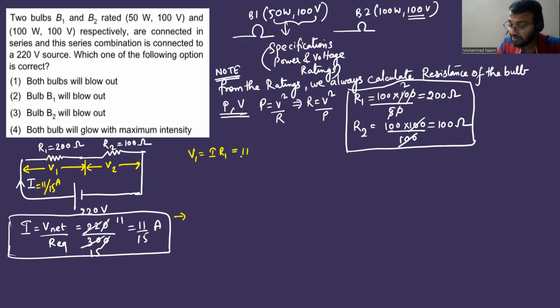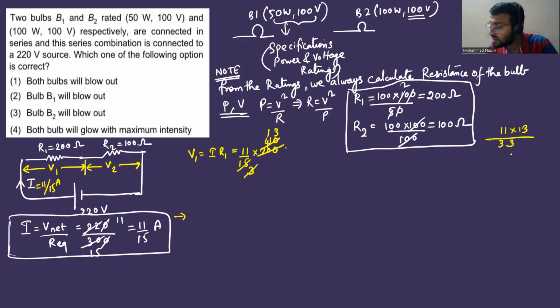So I is nothing but 11 by 15 into 200. So this is going to be 5 threes are 15, 5 threes are 15, 5 fours are 20, and then 0. Approximate calculations we can do. I have just done some safe approximations. Now 11 into 13. If you multiply 11 into 13, three ones are three, three ones are three, one one is one, one one is one, then 3 plus 1 is 4. This is 143. 143 volt.